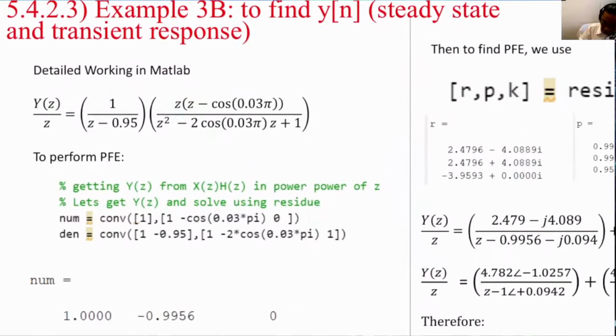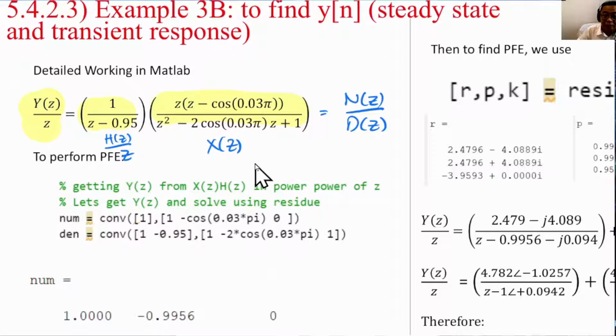Let's copy the equation we had. So it's Y(z) over z, on the left, and on the right is H(z) over z times X(z). Now we have the numerator of z and the denominator of z. All these are in positive powers of z.